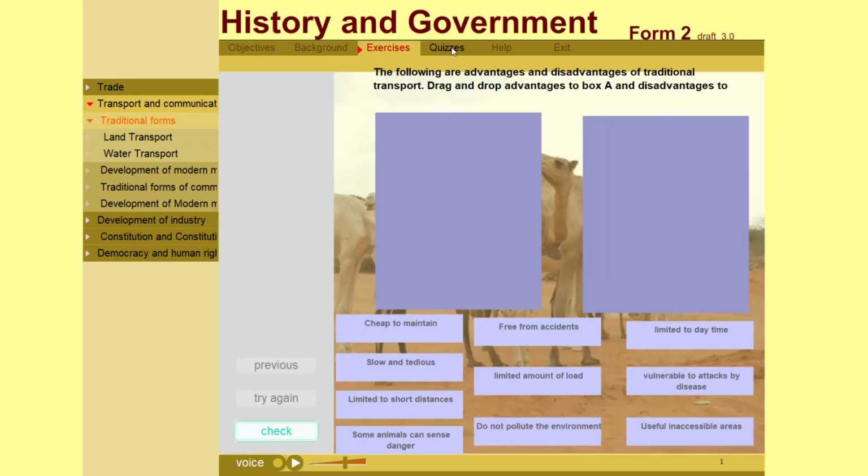Try out the exercise provided. The following are advantages and disadvantages of animal transport. Drag and drop advantages and disadvantages of animal transport to the spaces provided.